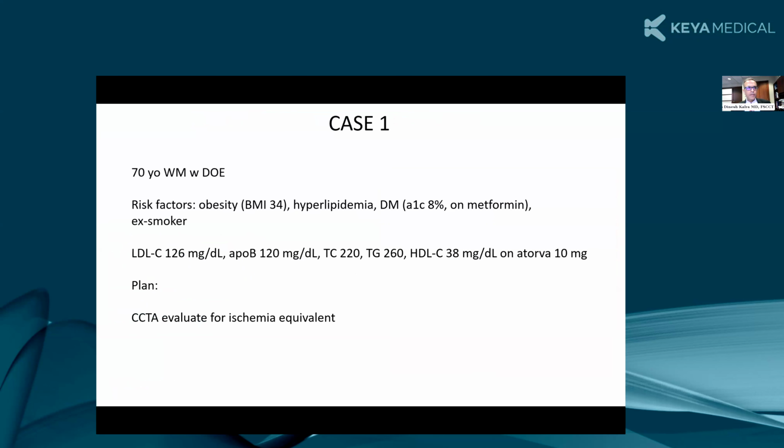So case one: a 70-year-old white man who was referred for dyspnea on exertion. He's obese. He's got hyperlipidemia, diabetic, ex-smoker. And you see his lipid profile is fairly abnormal, with an LDL of 126, triglycerides of 260, HDL of 30, while he's on atorvastatin 10 milligrams. And so we did a CTA to rule out what we call ischemia equivalent, but really to quantify his atherosclerosis burden, which, as you've heard, is the more important marker of prognosis.